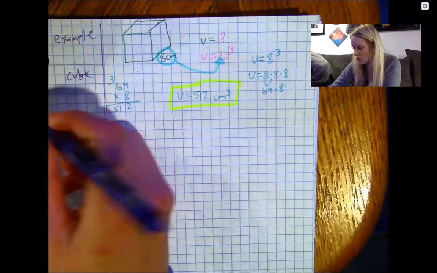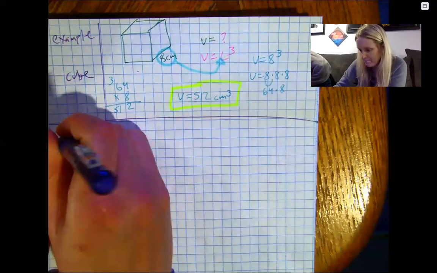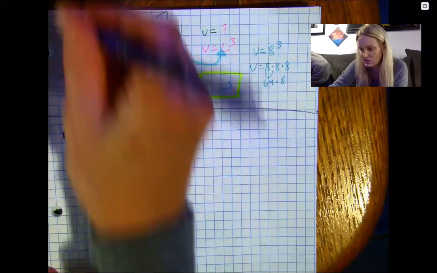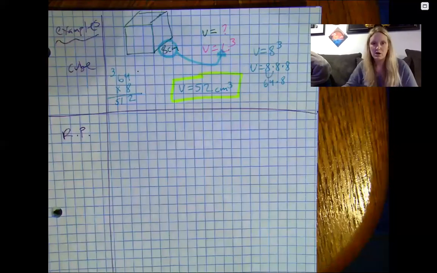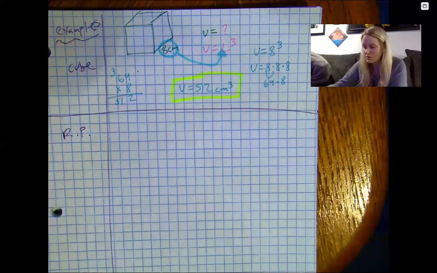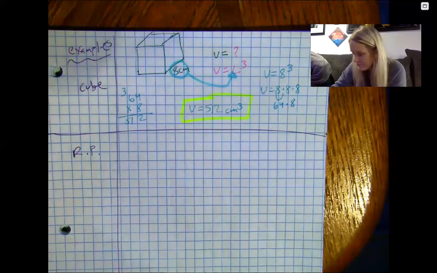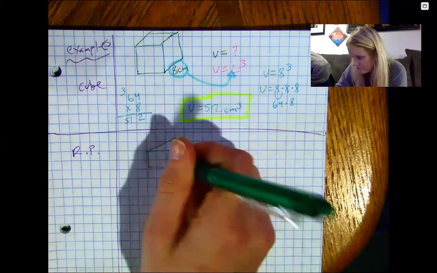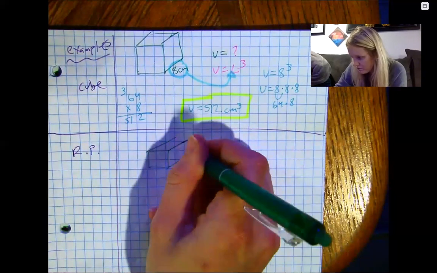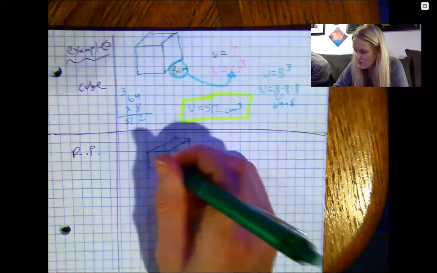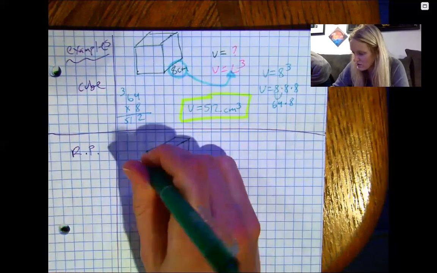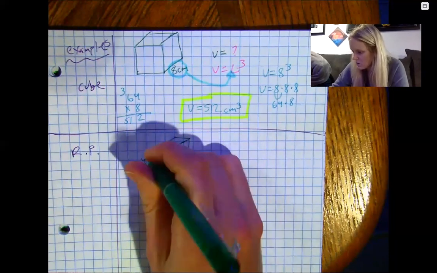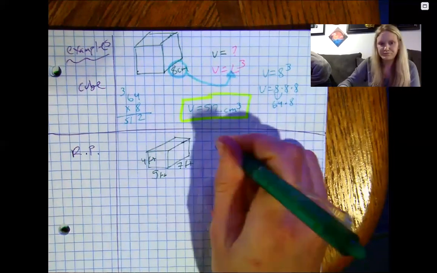Next, let's do a rectangular prism. We just did a cube. Now we're going to do a rectangular prism. So this is just examples. Let's go ahead and draw it. Let's say this is 5, this is 4, and this is 7. We'll call it feet. It asks me what's the volume.